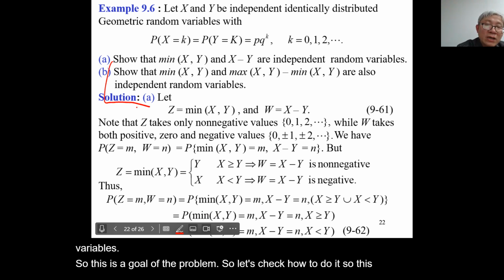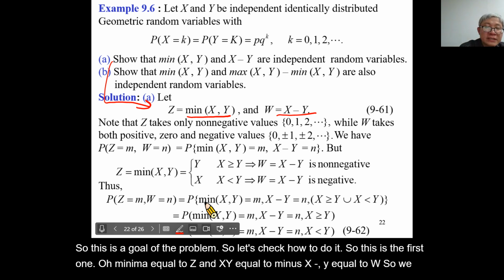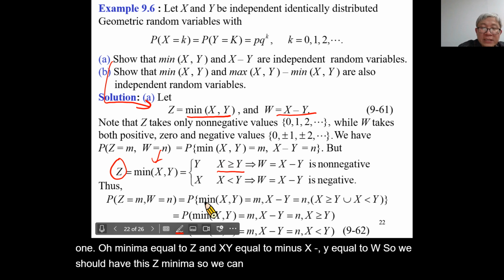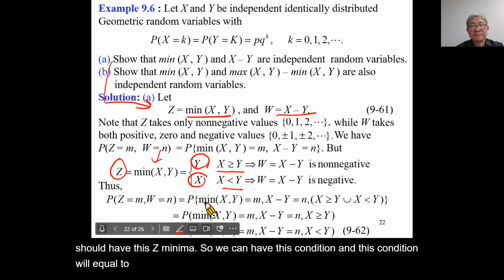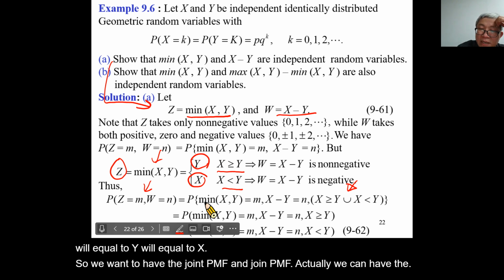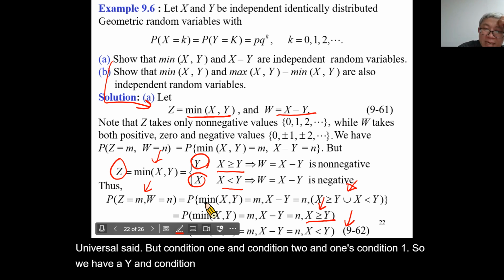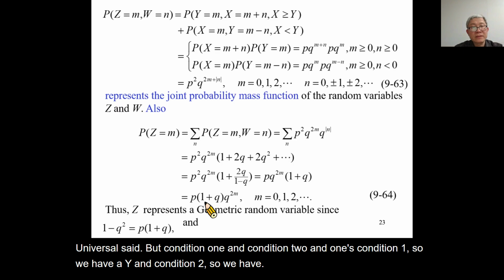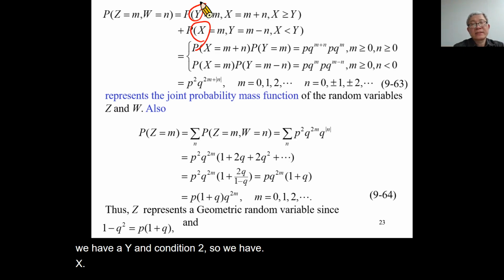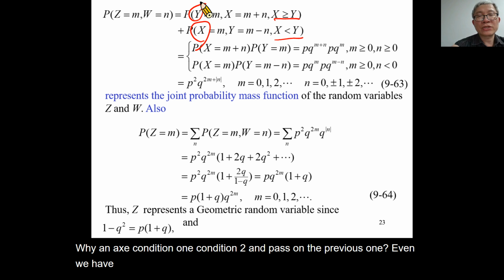So this is the first one. Minimum equal to Z, and x minus y equal to W. So we should have this Z minimum. So we can have this condition and this condition will equal to y will equal to x. So we want to have the joint PMF, and for the joint PMF we can have the universal set, but condition 1 and condition 2. And once condition 1, so we have a y, and condition 2, so we have x. Based on the previous one, given the condition, we have the product form.